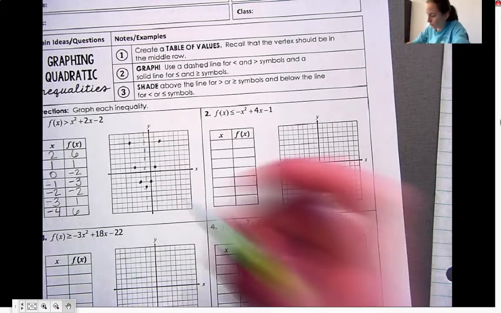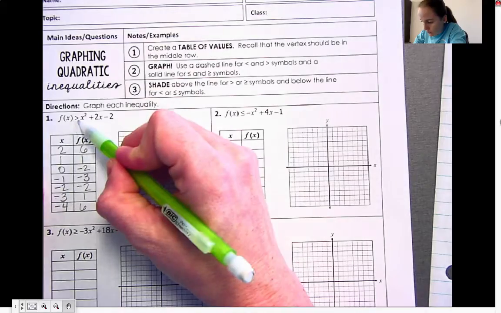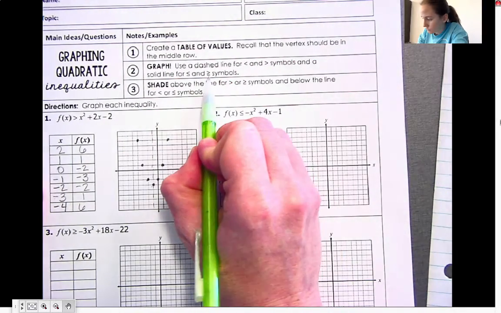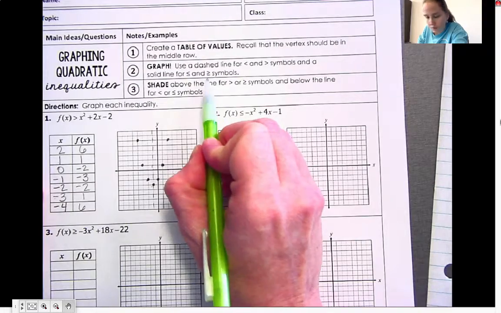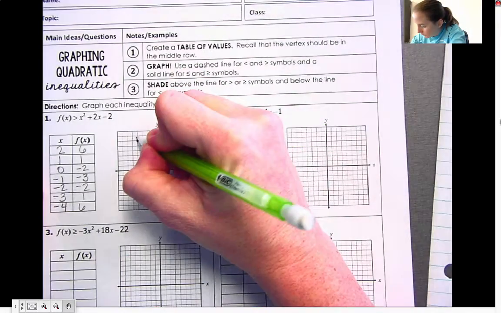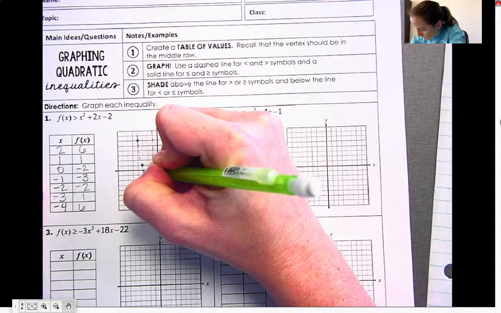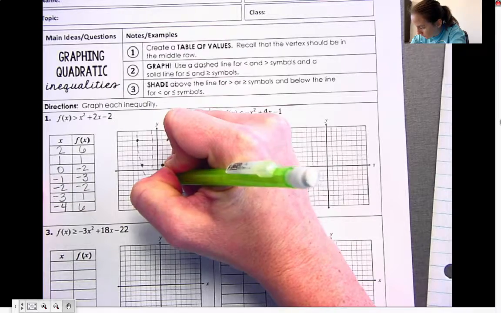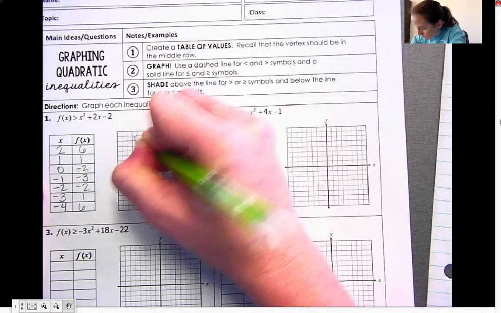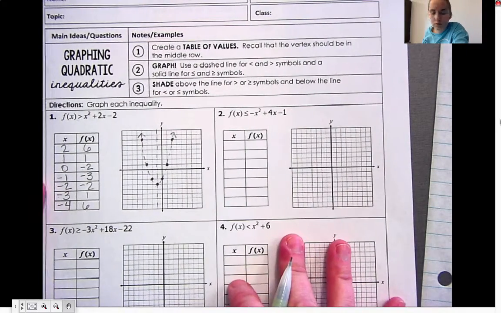Let's go ahead and graph this correctly. Looking at the symbol, it says it's greater than. It does not have the equal to line underneath the symbol, so we're going to draw it dashed. Okay, dash it. You still want to put the arrows on the ends because this does continue to go on forever and ever.